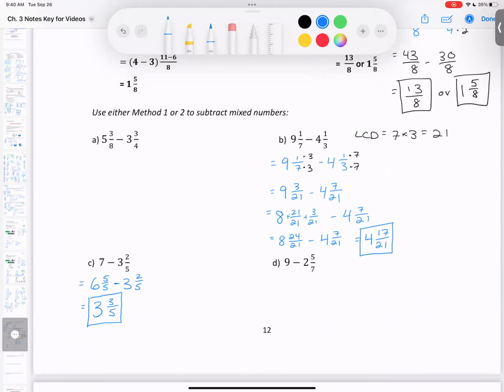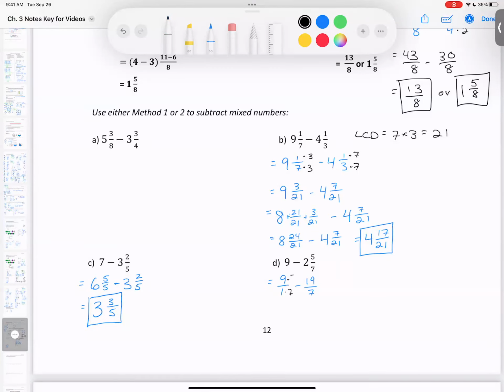Okay, but let's try the next one the other way. So I'm going to rewrite that 9 as 9 over 1. And I'm going to convert this to a whole number, or sorry, to an improper fraction. So we've got 7 times 2 is 14. Plus 5 is 19, so 19 over 7. Now we need a common denominator here. So that denominator for 1 and 7 is going to be 7.